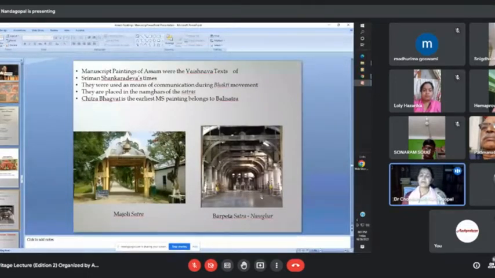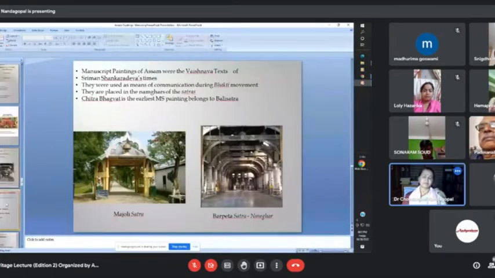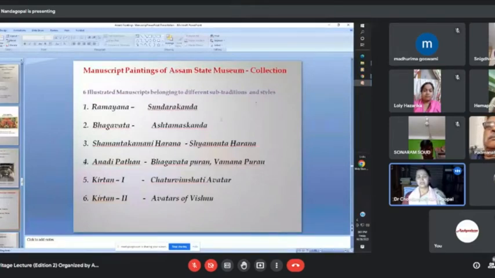So this is Barpeta Satra, the Namghar, where I was when in one of my visits I was invited, and we had a very nice conference there in Barpeta, and we all presented, and it was a great conference. So now we come to the Assam State Museum. Quickly I'll take you through all of them, it's more visuals than talking.